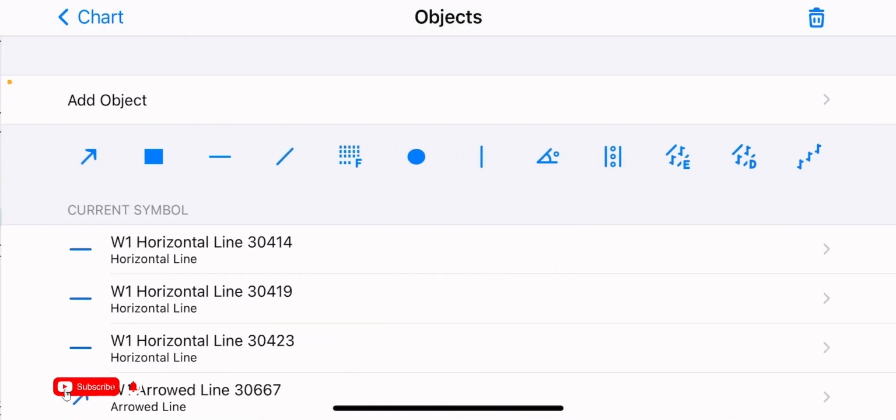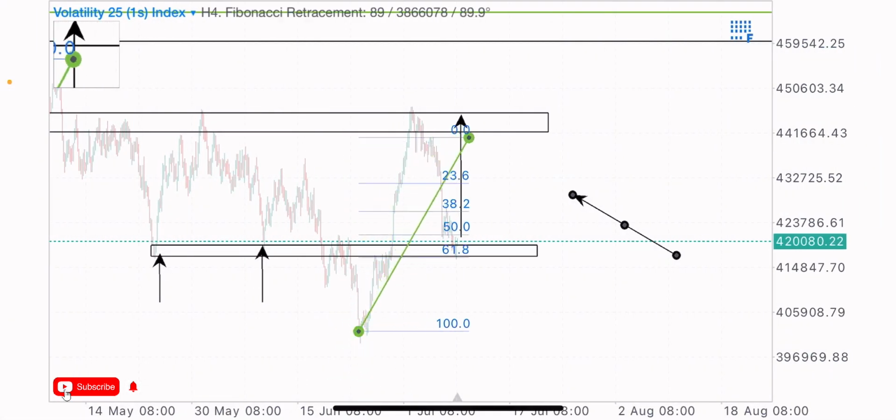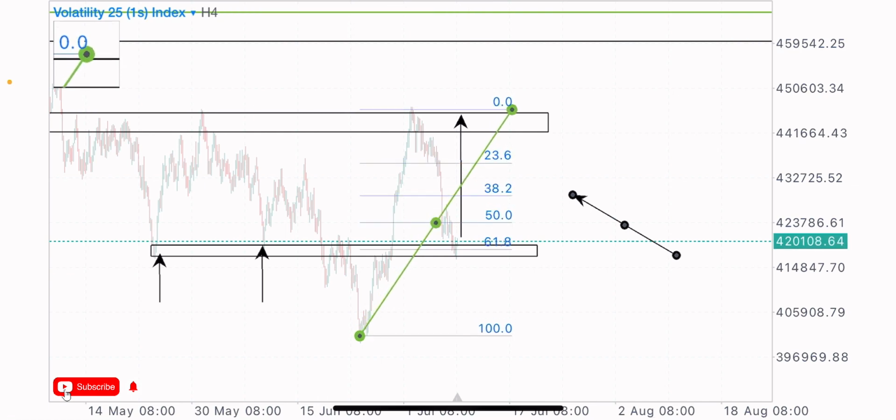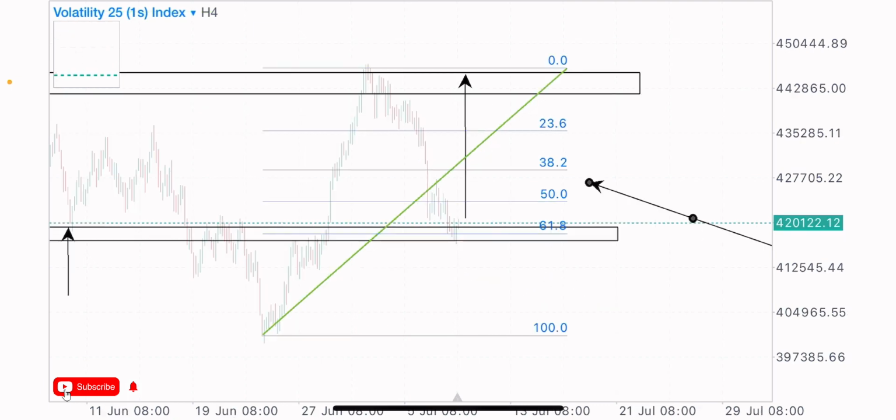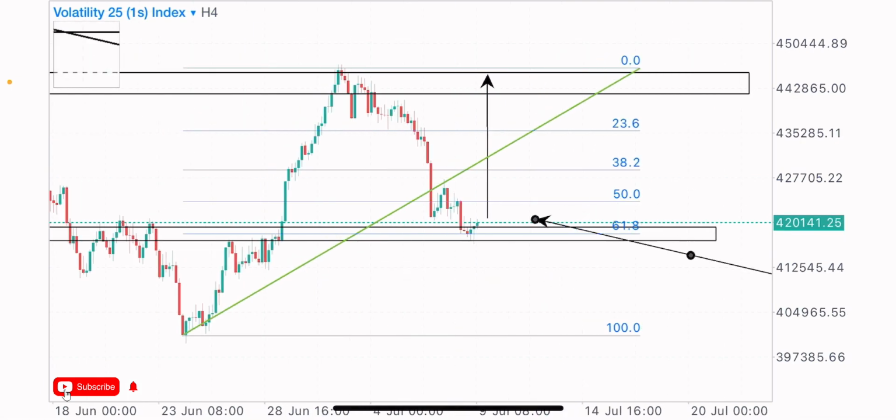And bringing up our Fibonacci tool, we could check our possible level of retracement from the swing low to the swing high. You can see that the market is actually reacting on the 61.8 level. We kind of got the rejection at this zone. You can see that the market is giving us this bullish build up at this point.